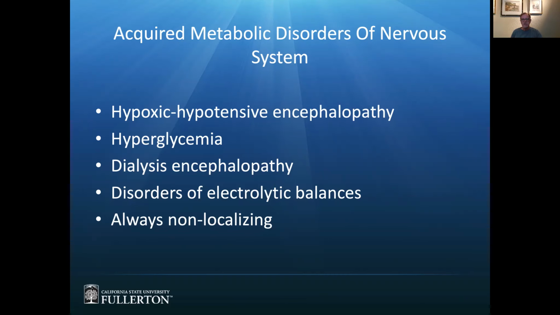And all of these things that we're talking about right now in metabolic disorders that affect the nervous system are non-localizing. What would be the first sign of one of them? Confusion. What would be the worst sign? Death.